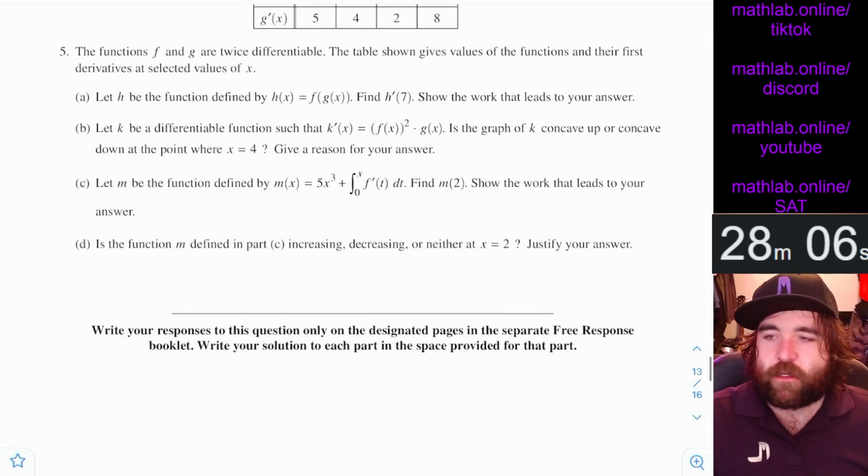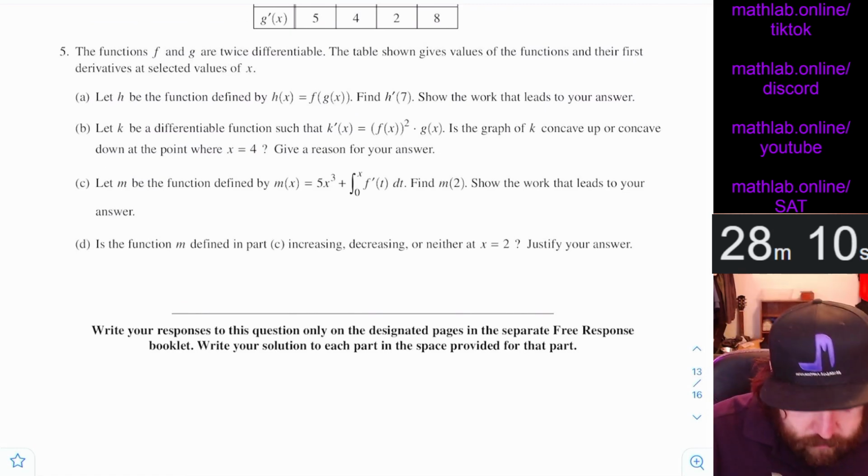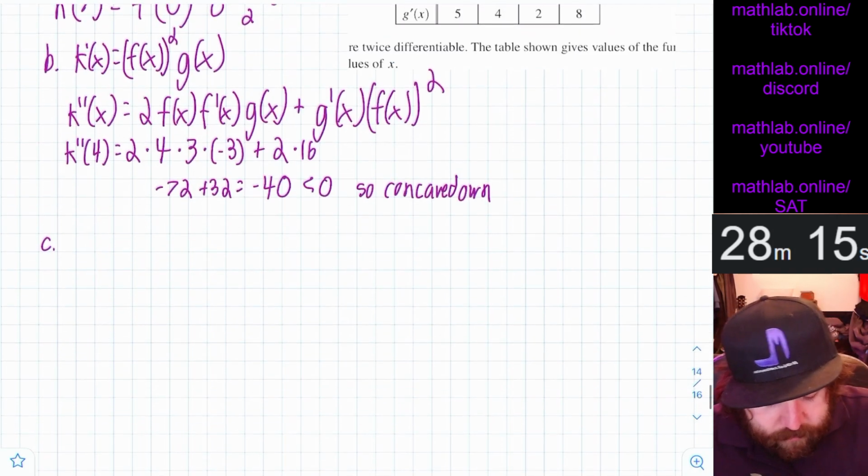Let m be the function defined by that. Find m of 2. Show the work that leads to your answer. Okay, let me copy this down. This is a fun problem. I like this one.